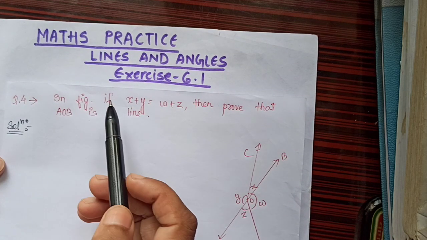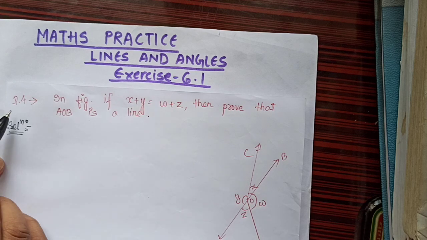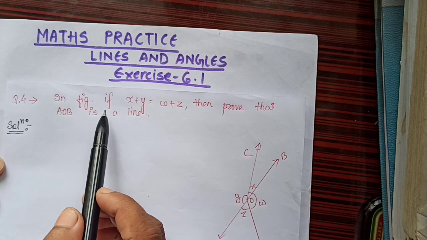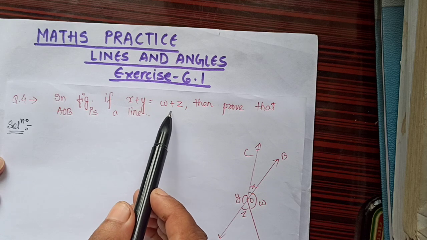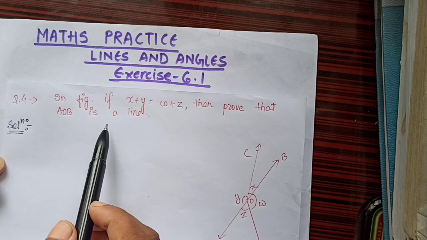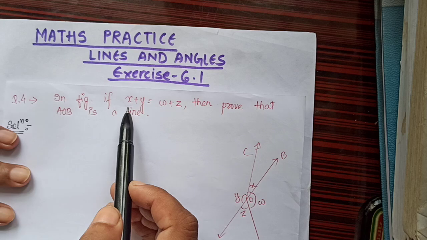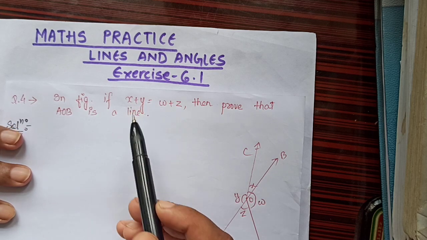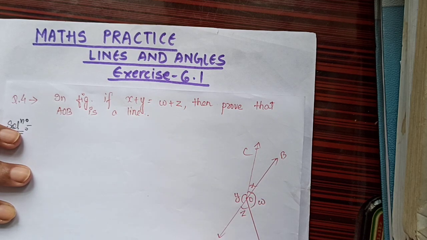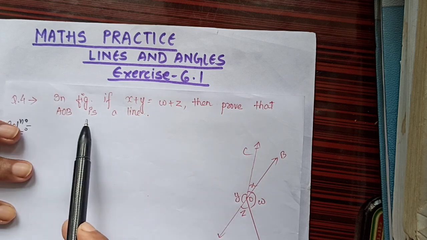Today we are going to do exercise 6.1 question number 4. In the figure, if x plus y equals w plus z, then prove that AOB is a line. So this is the given condition, x plus y equals w plus z. We will use this while proving. And we have to prove that AOB is a line.